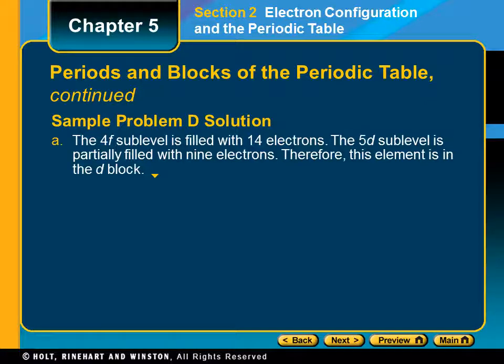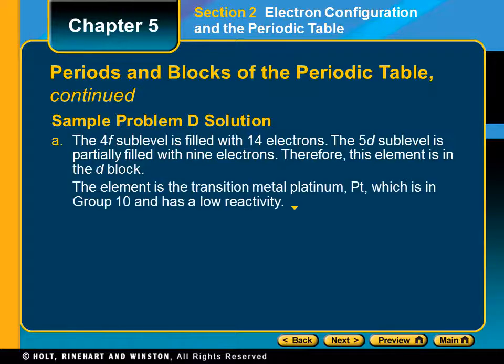The 4F sublevel is filled with 14 electrons. The 5D sublevel is partially filled with 9 electrons. Therefore, this element is in the D block. The element is the transition metal platinum, which is in group 10 and has a low reactivity.